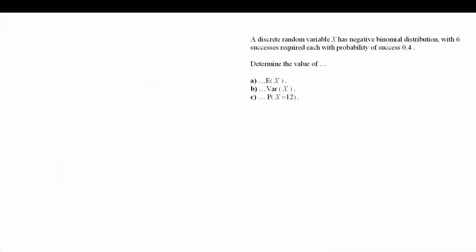In this question, we've been told that a discrete random variable x has negative binomial distribution with 6 successes required, each with probability of success 0.4. We're first asked to determine the expectation of x.